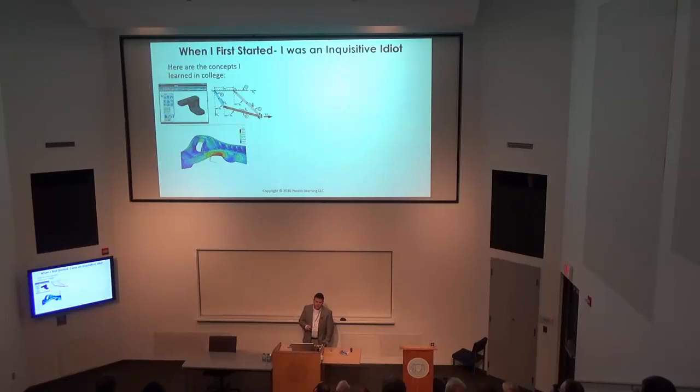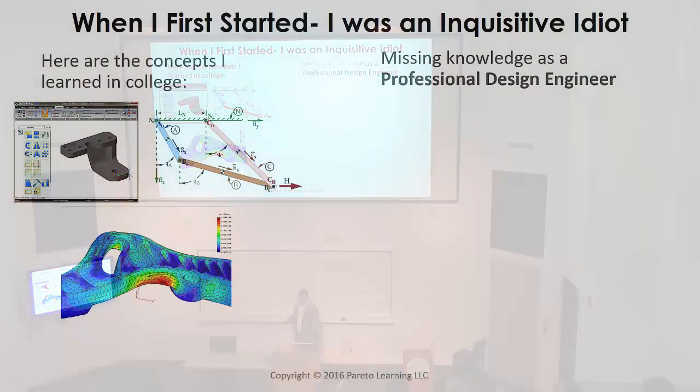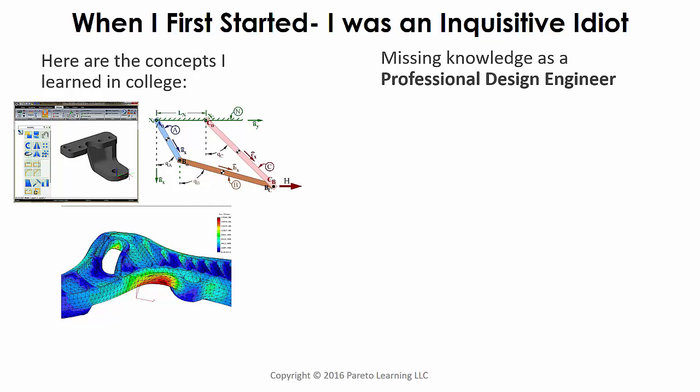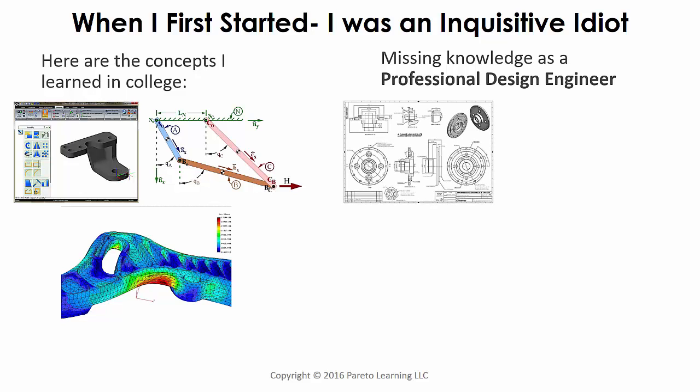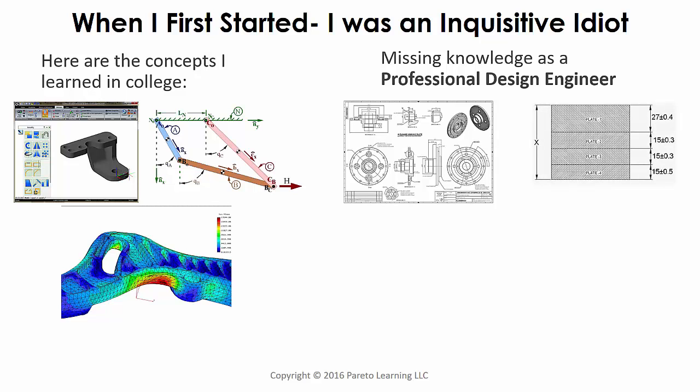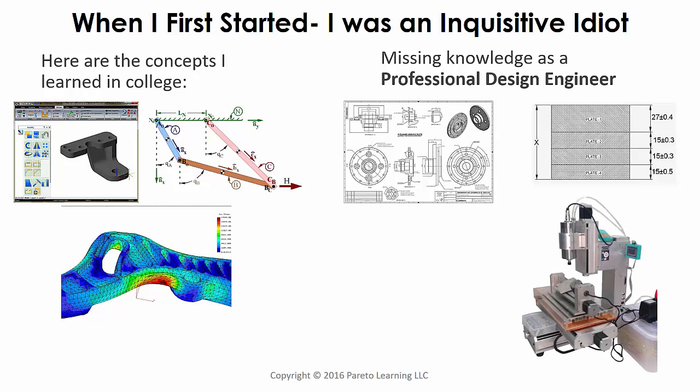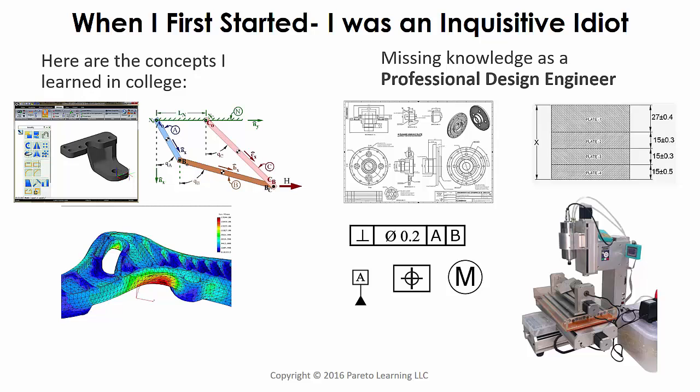But while I learned this, there were a few things that I was missing as a professional design engineer. I didn't have any proper blueprint training. I'd never worked with 2D drawings when I graduated. I also didn't have any really good tolerance analysis experience when I started out. I didn't even really know how parts were made, how things were machined, how everything actually worked. And GD&T, of course, I was missing. I didn't have any GD&T experience because I didn't have any blueprint reading.